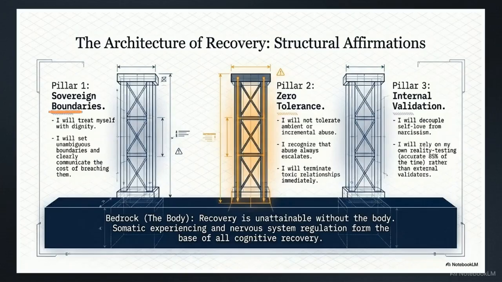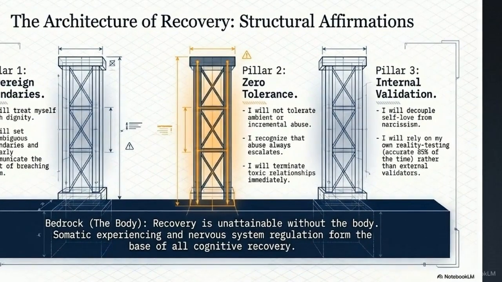Pillar 1 is sovereign boundaries, communicating the cost of breaching them. Pillar 2 is zero tolerance for incremental abuse. The third pillar is internal validation. Sarah must decouple self-love from the projection and rely on her own reality testing.